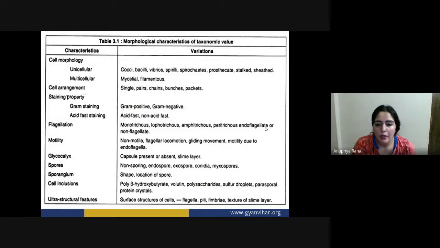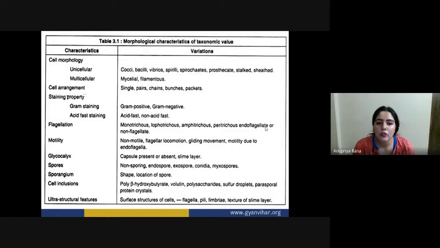Endospore formation, exospores, conidia, myxospores. These are the spores which can be formed in the bacteria, and on the basis of these also we can classify them because they are the reproductive unit and reproduction always matters. That's why these reproductive units are very important and we can classify the whole bacteria on the basis of these. Sporangium. This is where the spore is going to be developed. Sporangia can be classified on the basis of the shape and the location of the spore.